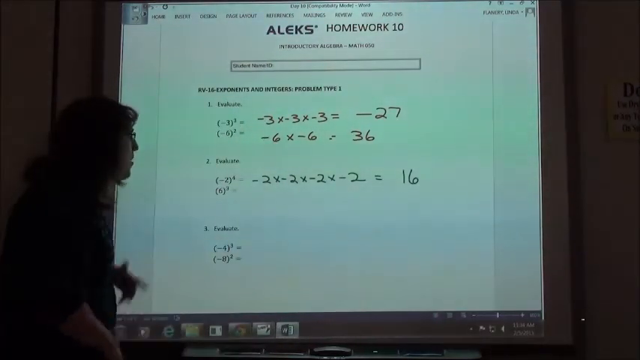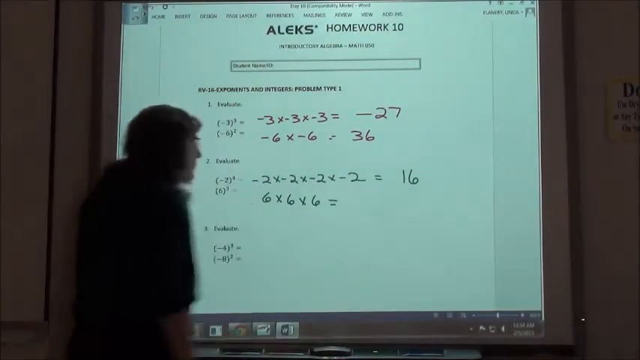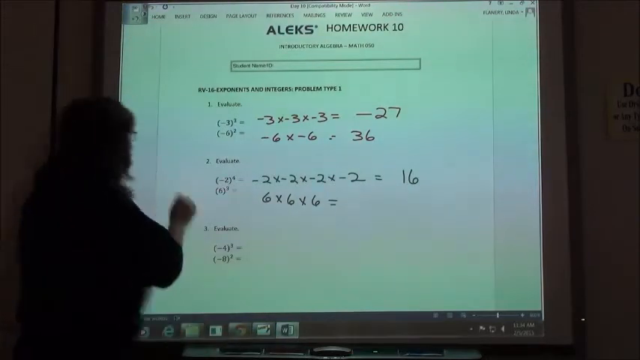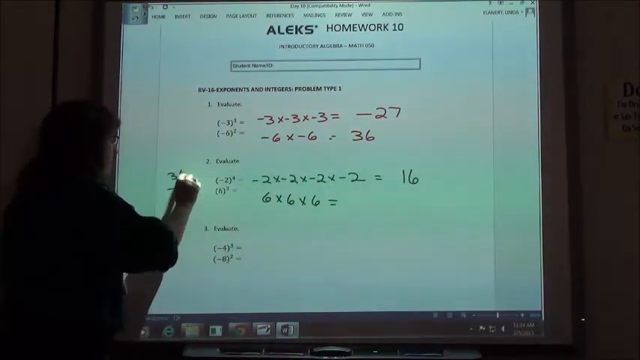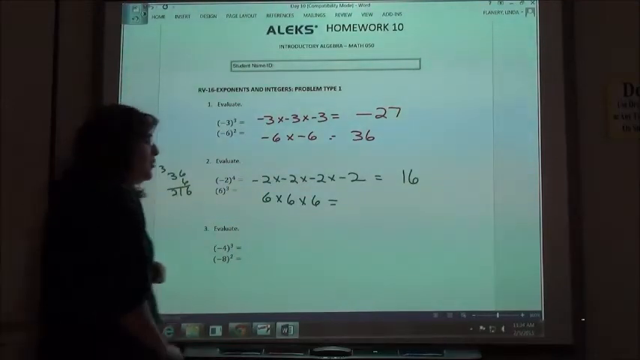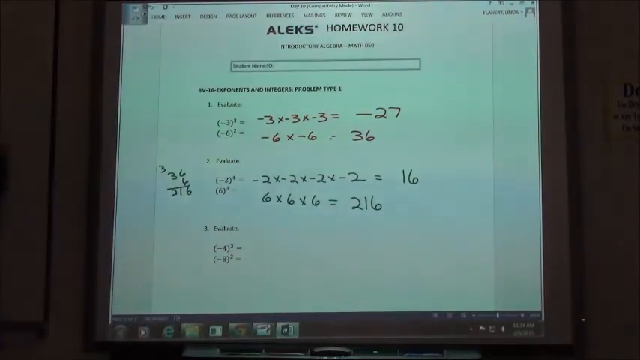6 to the third power just means I'm doing 6 times 6 times 6. So 6 times 6 is 36. 36 times 6, 18, 19, 20, 21 is 216. So 6 to the third power should be 216.